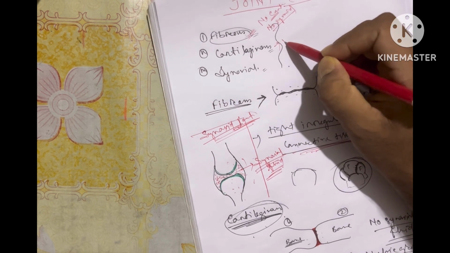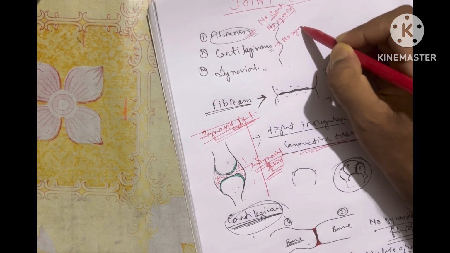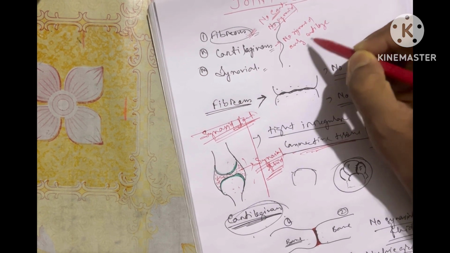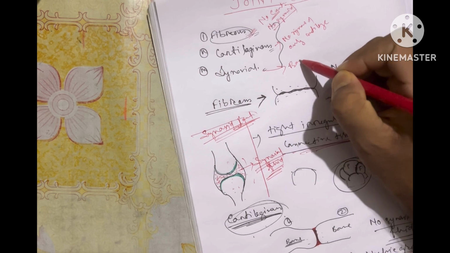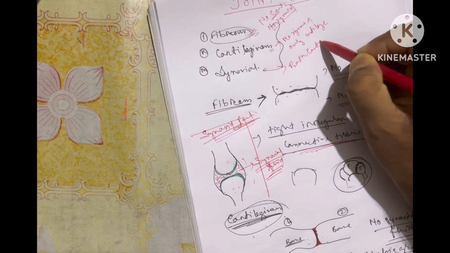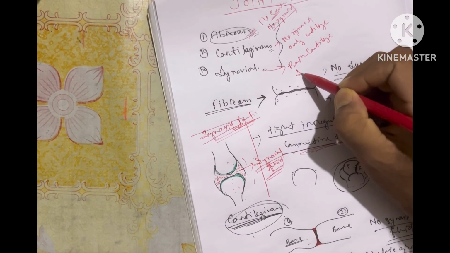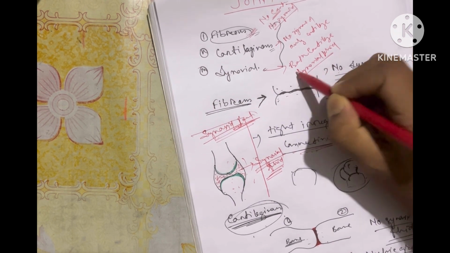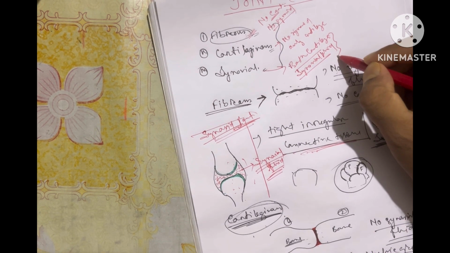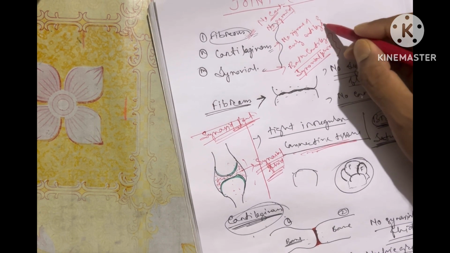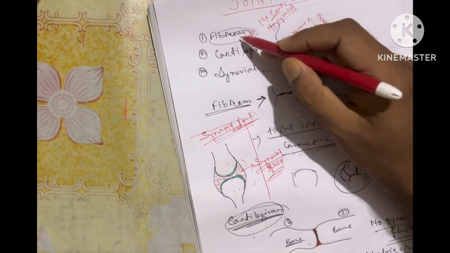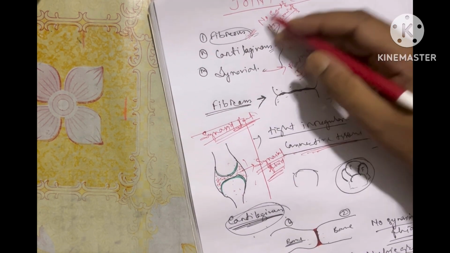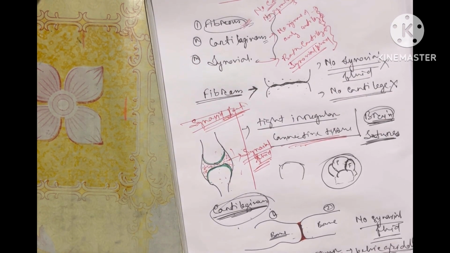In the case of cartilaginous joints, no synovial fluid, only cartilage. And in the case of synovial joints, both cartilage and synovial fluid are present. So here both synovial fluid and cartilage are present. In cartilaginous joints only cartilage is present. In fibrous joints, no cartilage and no synovial fluid. So this is the basic classification of joints.